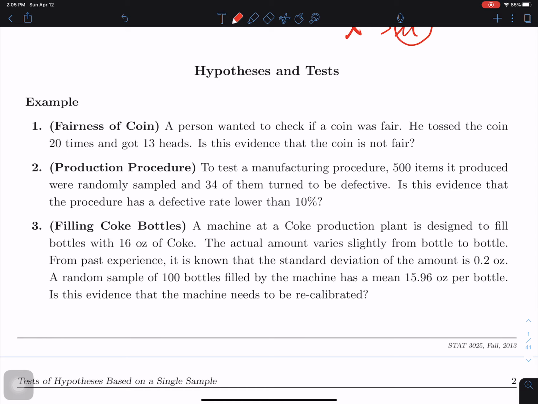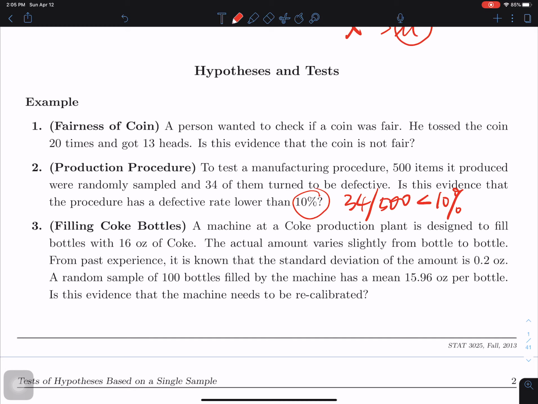The second is, suppose we want to test a manufacturing procedure. 500 items it produced were randomly sampled, and 34 of them turned out to be defective. And can we say that the procedure has a defective rate lower than 10%? Okay, so where does the 10% come from? Because 34 of them are defective, then 34 divided by 500, right? So it's a little bit less than 10%. However, due to some variations, it may exist.